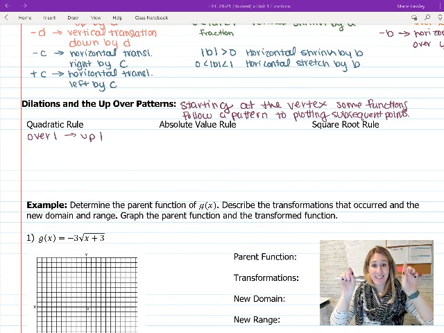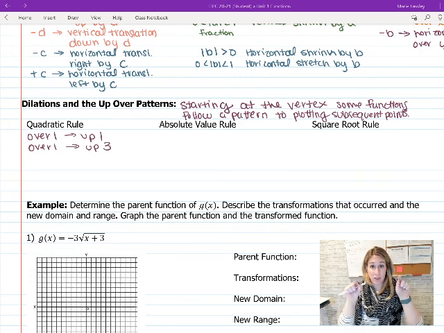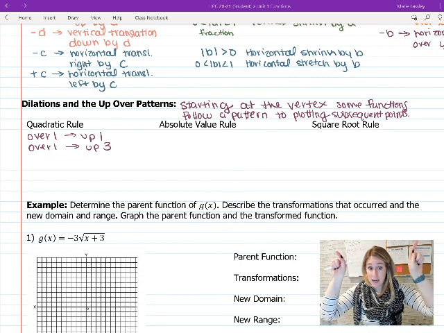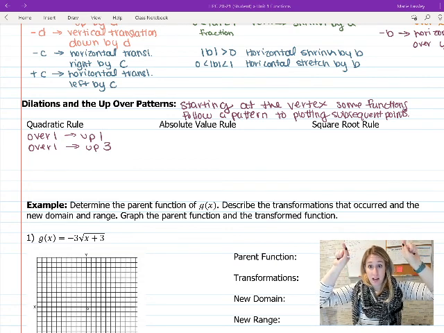All right, to get to the next point, you go over 1, up 3. So you do vertex, over 1, up 1. To get to the next point, over 1, up 3. And then to get to your next point, you're going to go over 1 again, but this time you're going to go up 5.